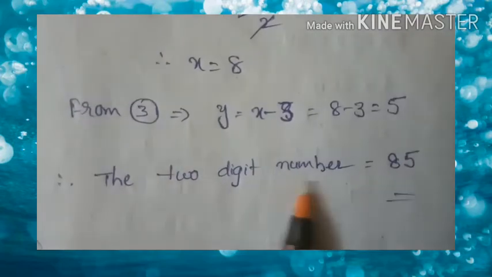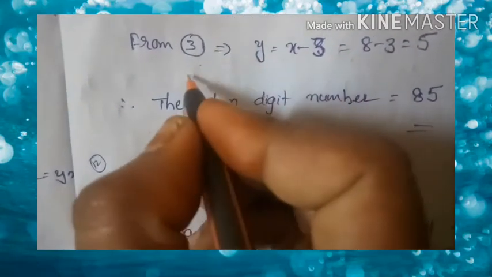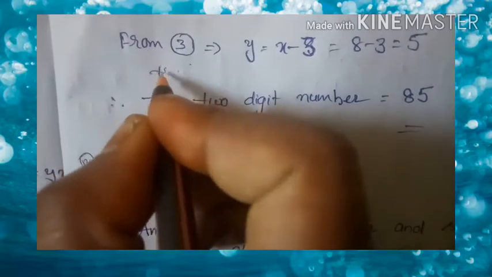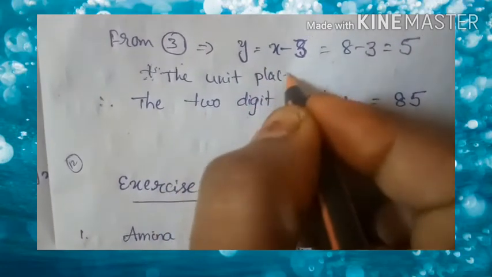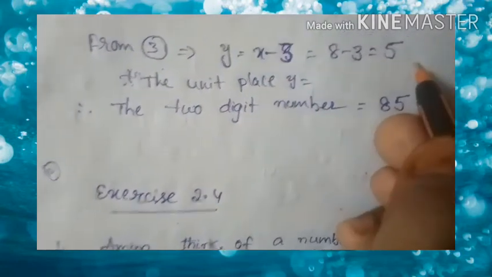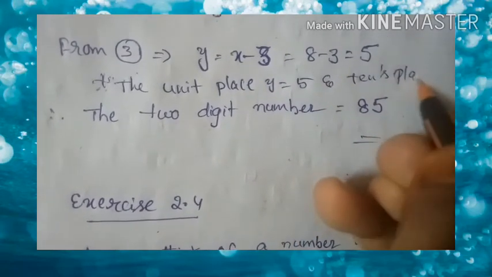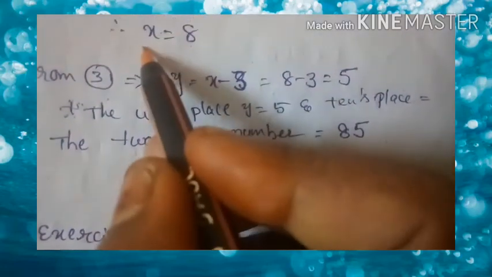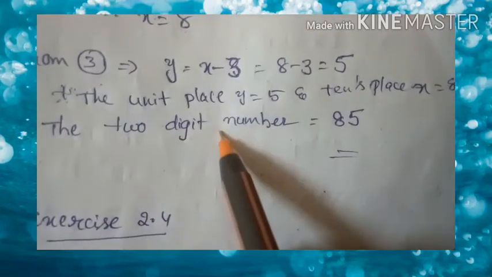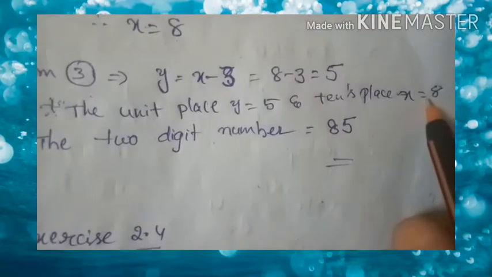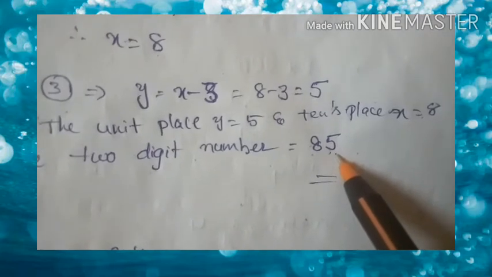Therefore, how can you write the 2-digit number? The unit place y is equal to 5, and the tens place is x, where x is equal to 8. So the 2-digit number becomes xy. What is x? 8. And what is y? 5. So 85 is our 2-digit number.